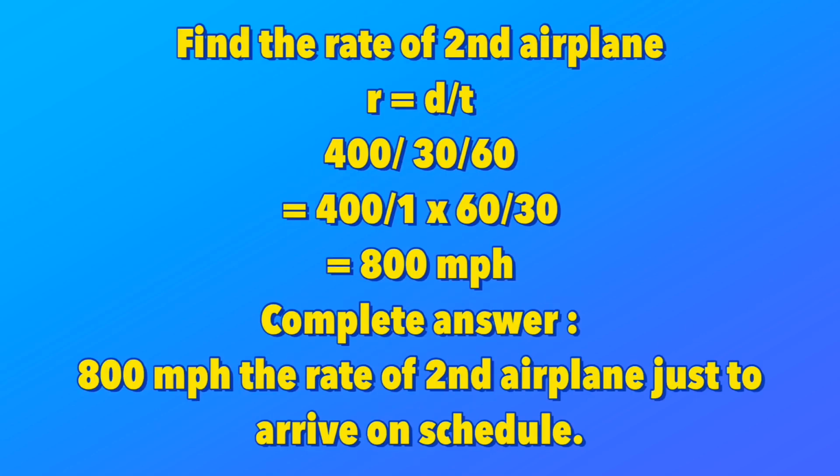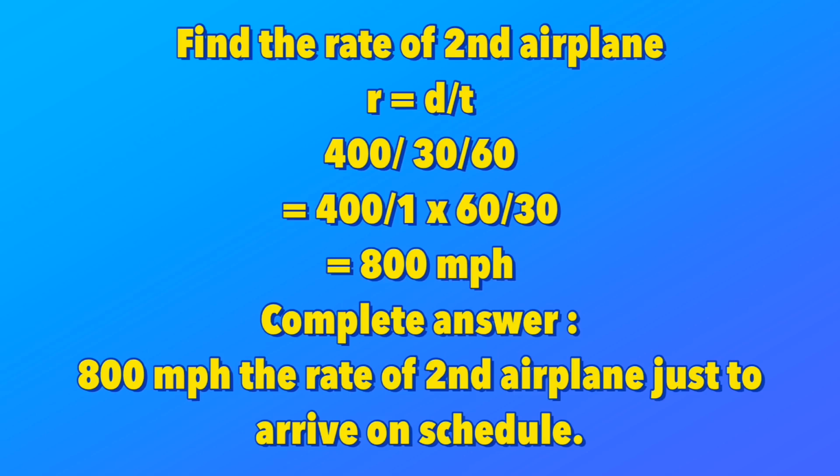Our next step is to find the rate of the second airplane, which is required in the given problem. So the rate is equal to D over T, that's our formula. So the distance covered is 400 over 30 over 60. Why 30 over 60? Because the time covered is 30 minutes. We have to divide this by 60 minutes because our rate is expressed in hours. That's why we're going to divide the 30 minutes by 60 minutes. So 400 over 1 times 60 over 30.